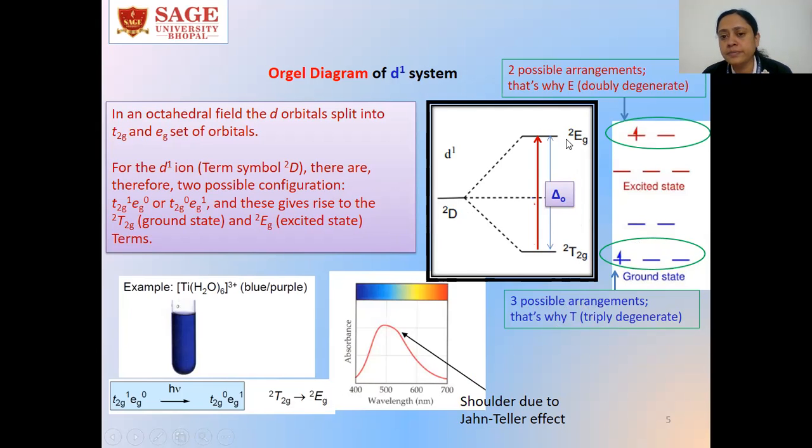What will be the excited state? In the excited state, the unpaired electron can be in the dz2 or in the dx2-y2 orbital. So we can see two possible arrangements, and that is why this E, which is doubly degenerate, will be the excited term. So in the case of the d1 system, it is 2D, the ground term will be 2T2g, and the excited term will be 2Eg. From this diagram we can say only one electronic transition is possible, from the 2T2g state to the 2Eg state, and that is why we get one broad spectrum in the case of any d1 metal ion like titanium(3+).